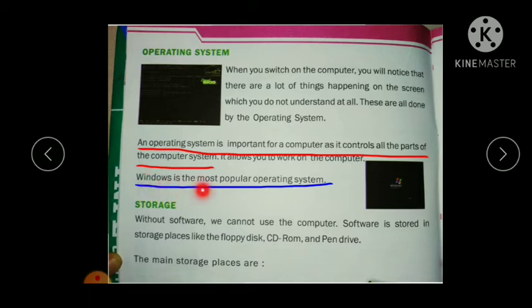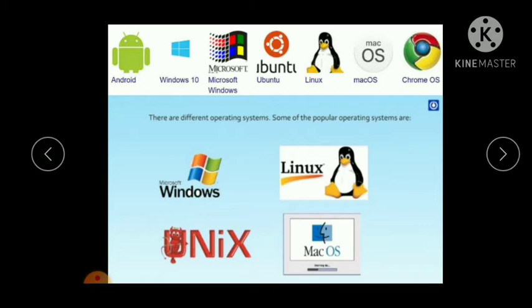Windows is the most popular operating system. There are a lot of operating systems: Windows 10, Ubuntu, Linux, Mac OS, then Unix. Among these, Windows is the most popular. Nowadays Windows 10 is the most popular operating system, and on our mobiles, Android is the most popular operating system.